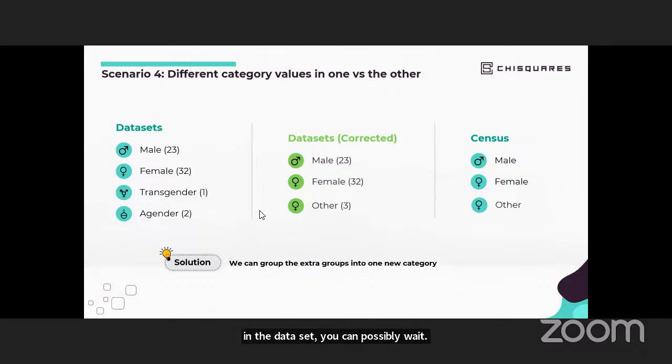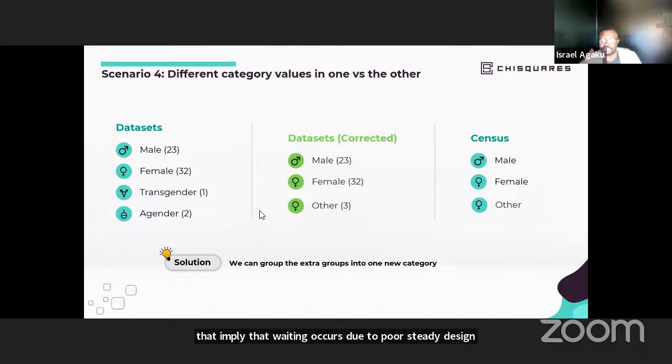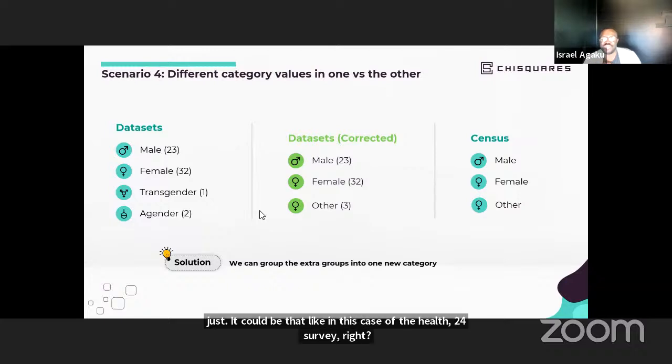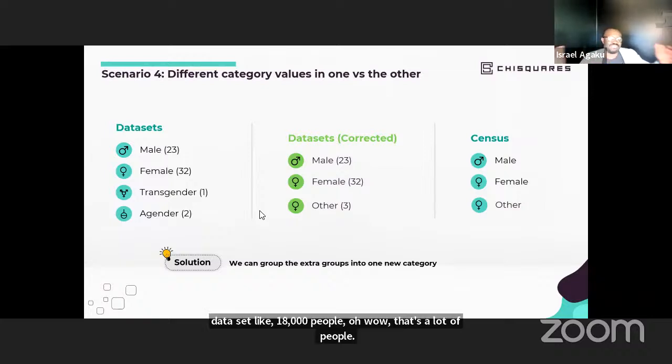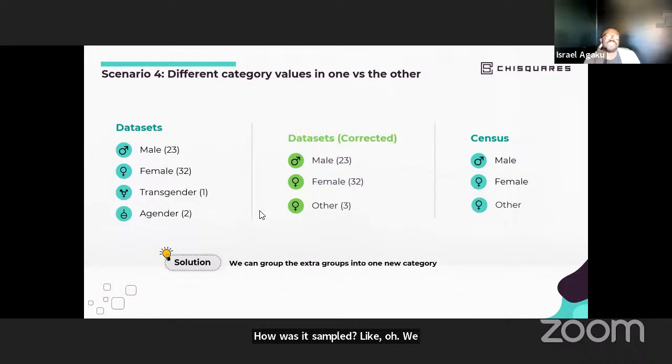Does that imply that weighting occurs due to poor study design? That's a good question. Yes and no. Sometimes it could be that, like in this case of the Health 24 survey, right? We didn't collect the data. This company had the data, and then they reached out and said, "Oh, by the way, we have data for South Africa overall." And we're like, "Oh, really? How many people in your data set?" "Like 18,000 people." "Oh, wow, that's a lot of people. How was it sampled?" "Oh, people just came to our website and answered." We're like, we have a problem.